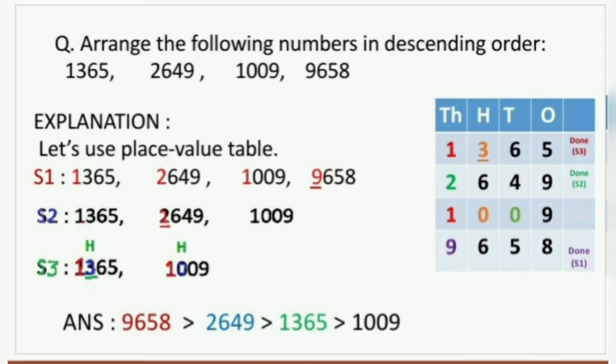Okay, so in second step again one more number is eliminated. Now come to the third step. Now you are left with two numbers, that is 1365 and 1009. Okay, in thousands place you can see the digits are the same, that is 1 is given over here, which is the same. Now you have to compare the hundreds digit. So here you can see 3 and 0. So clearly 3 is greater than 0. So the third number will be 1365, and now what is left is 1009, and you are done.